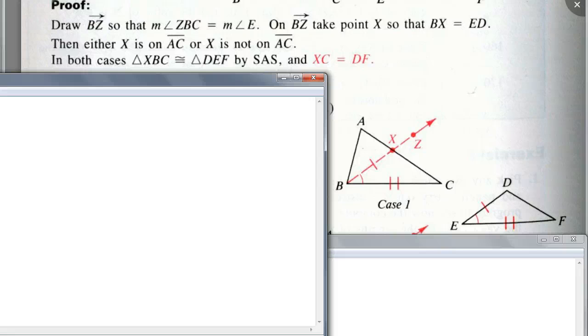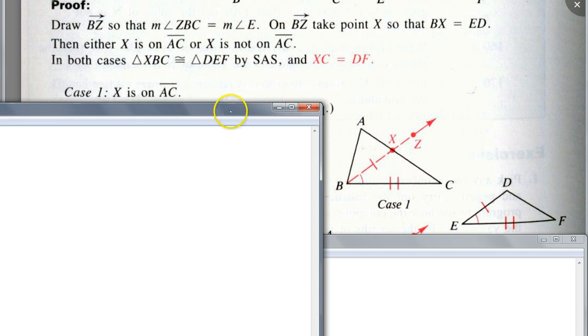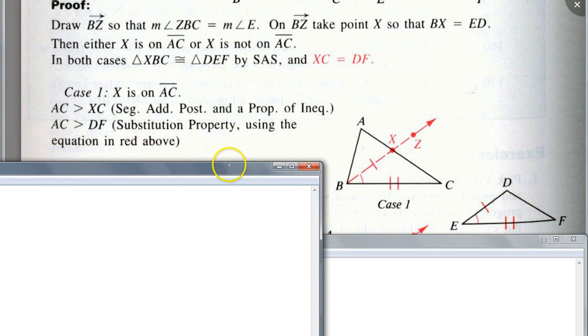Remember the property of inequality, right? If A is equal to B and C is greater than 0, AC is greater than what? B. So think about XC as A and DF as B. A is equal to B, and now you're adding length to A. So A plus C will be greater than B. Does that make sense? So that's the trivial case. Any question? That's case 1. That's what they're saying here.